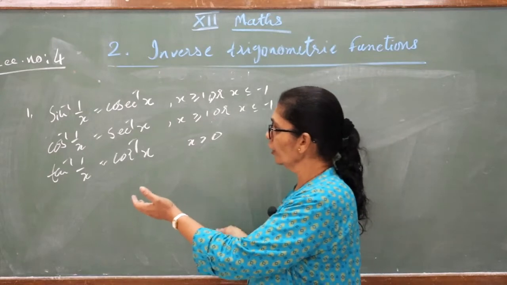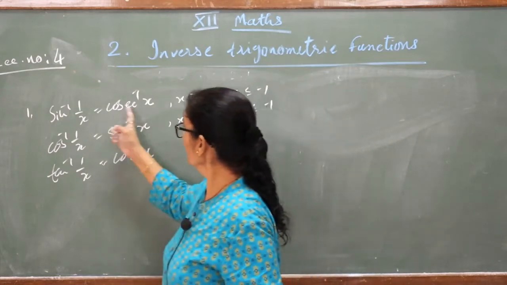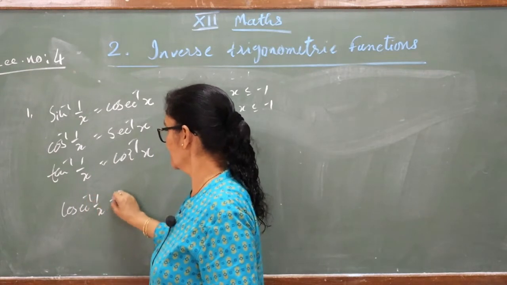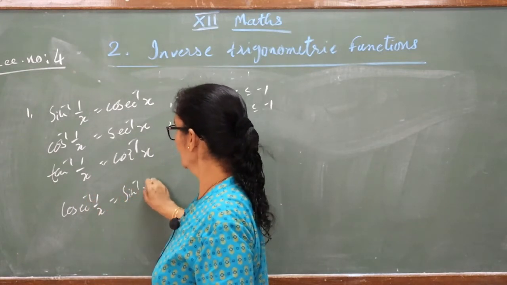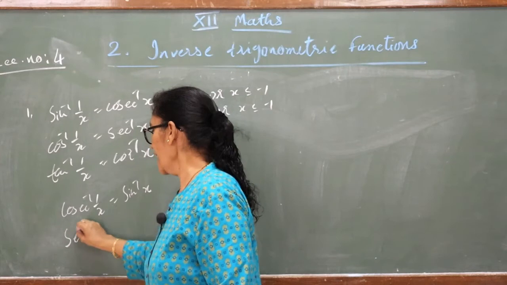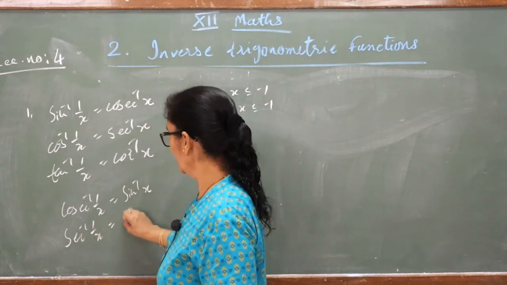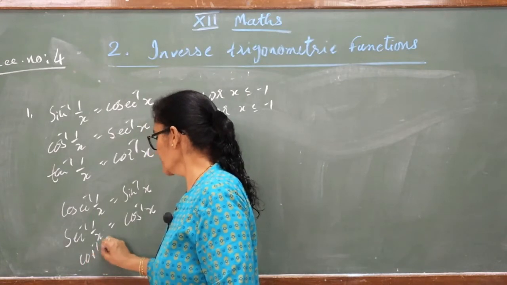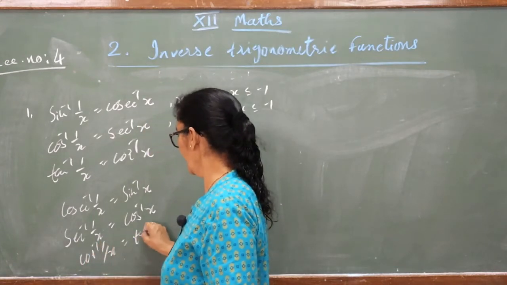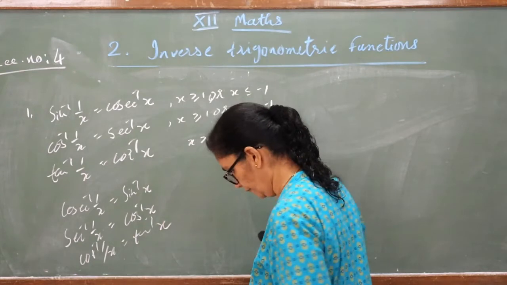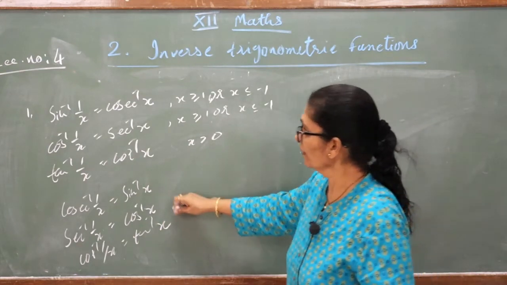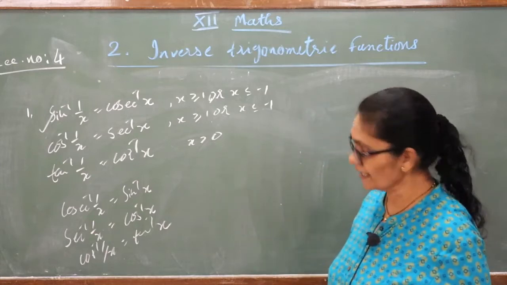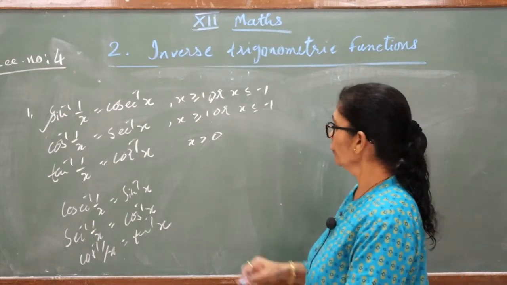This one you can also use vice versa. Cosec inverse 1 by x equals sine inverse x. Sec inverse 1 by x equals cos inverse x, and cot inverse 1 by x equals tan inverse x. This is a simple thing. We just prove the first one, and the method is the same for all the rest.